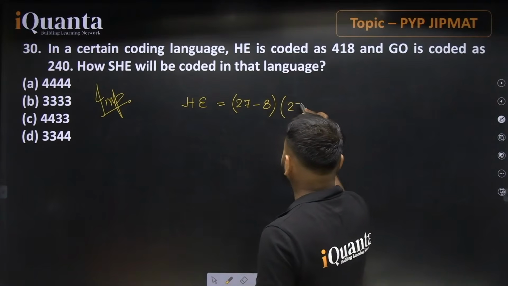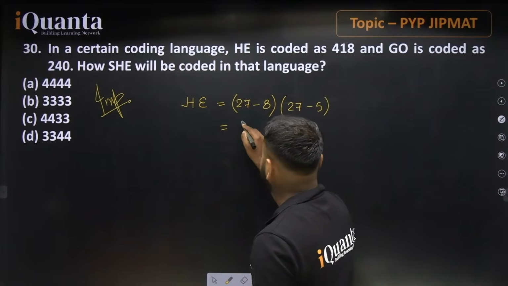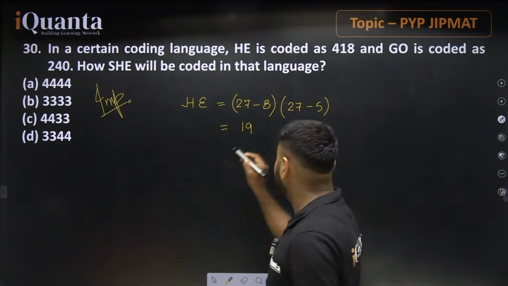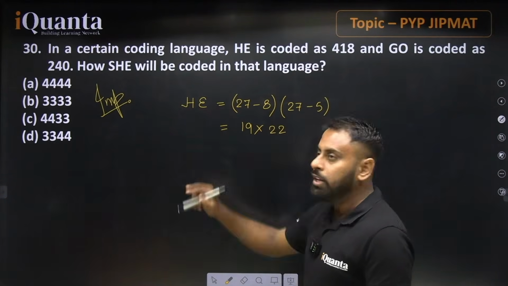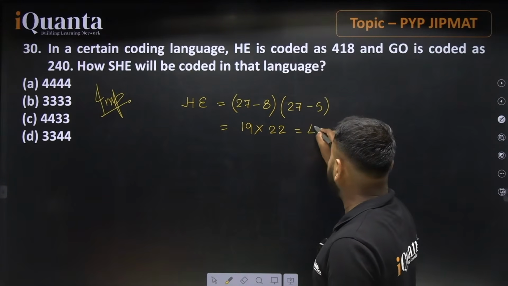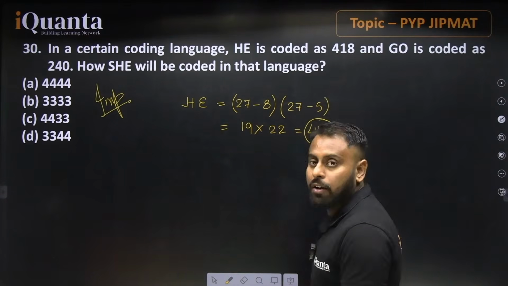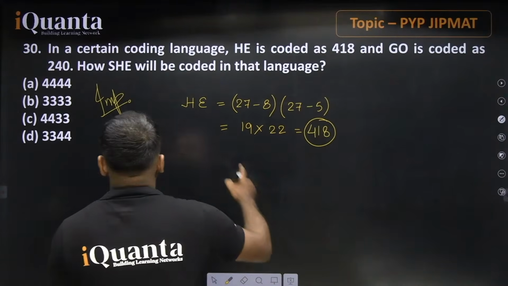Similarly 27 minus 5. So what will be the value of 27 minus 8? 19. It means that the rank of H is 19 from the last, and 27 minus 5 is 22. So the rank of E will be 22 from the last. If you multiply this, you will get this value 418. So this is the product of the rank from last, correct?